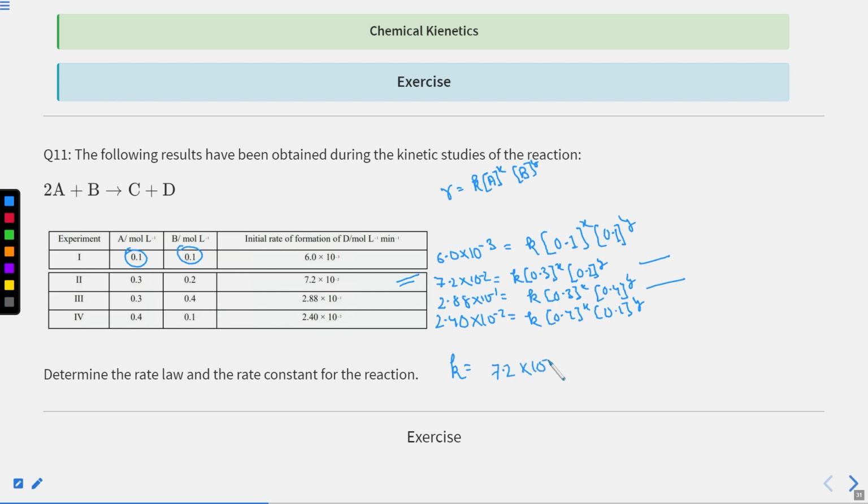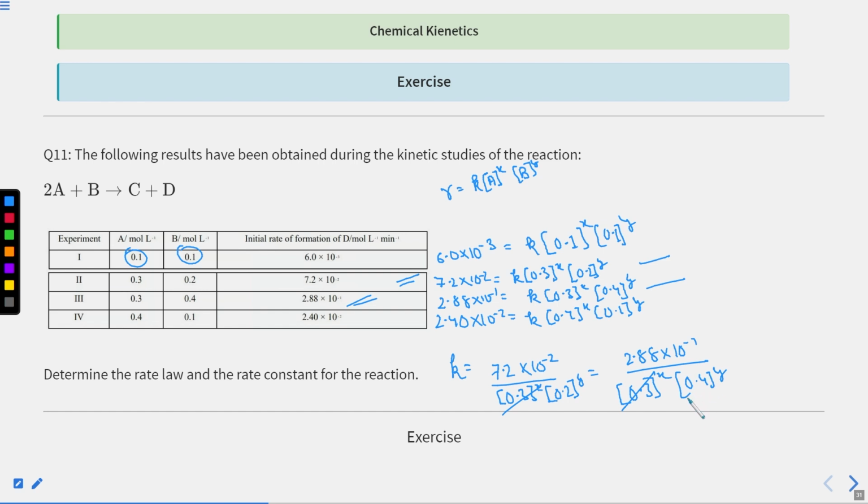7.2 × 10^-2 divided by (0.3)^x (0.2)^y. And for this we can write k equals 2.88 × 10^-1 divided by (0.3)^x (0.4)^y. Now this and this will be cancelled out. Further we can just evaluate it.